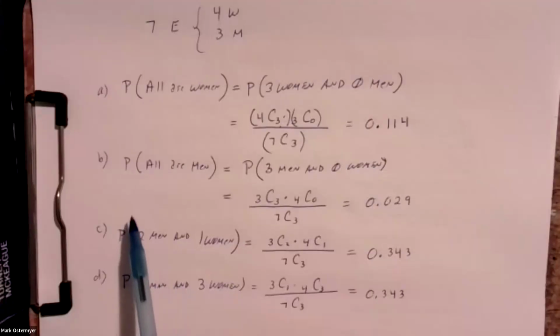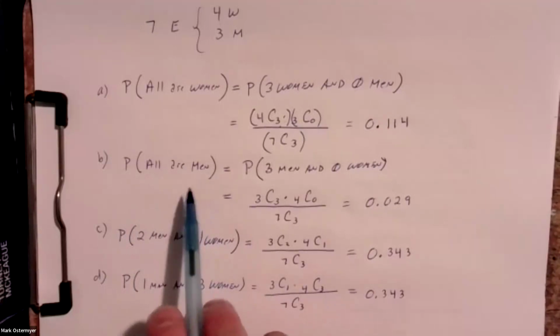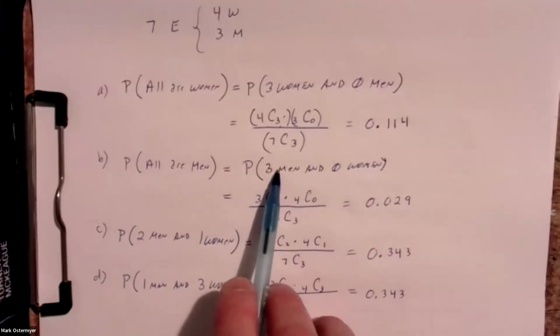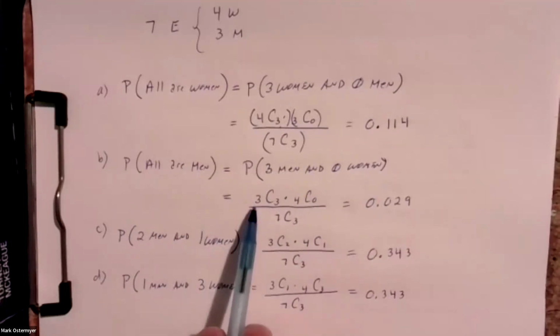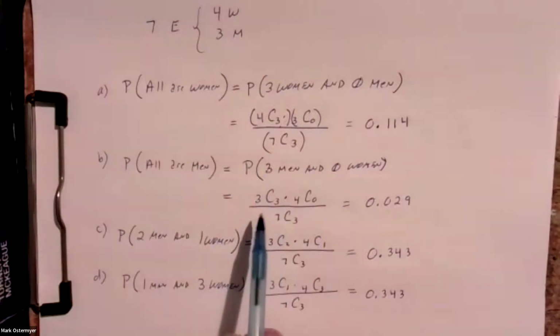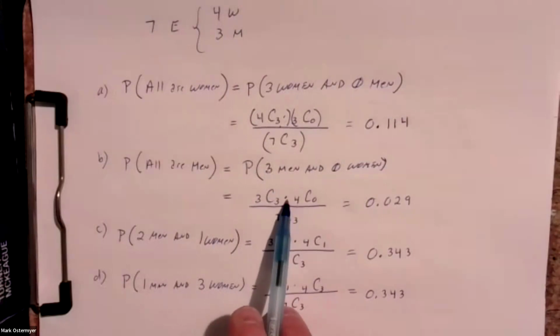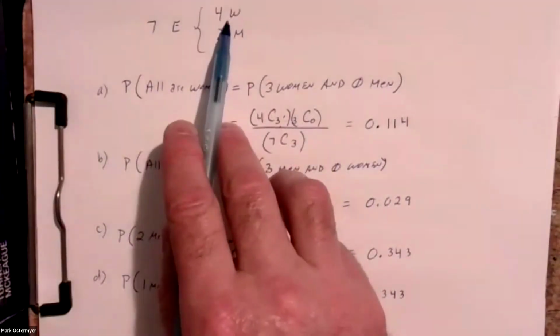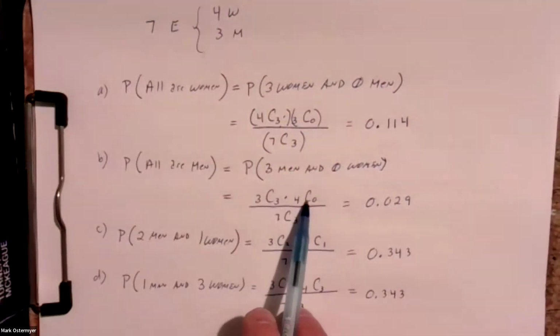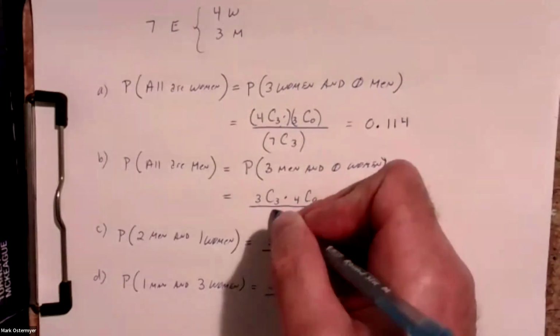Okay. B, what's the probability that all 3 executives chosen are all men? Well, that's the same, the probability that I choose 3 men and 0 women. How many ways can I choose 3 men from 3 men that are available if order doesn't matter? 3 in combination with 3 ways. Times how many ways can I select 0 women from 4 women if order doesn't matter? 4 in combination with 0 ways. Divided by, again, 7 in combination with 3 ways of choosing 3 executives from 7 executives if order doesn't matter.